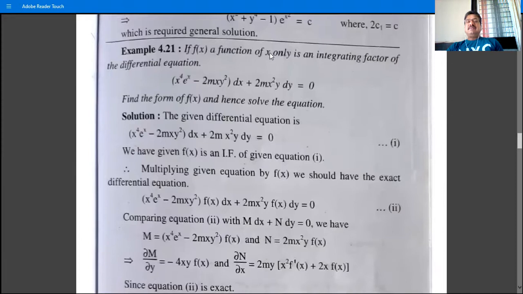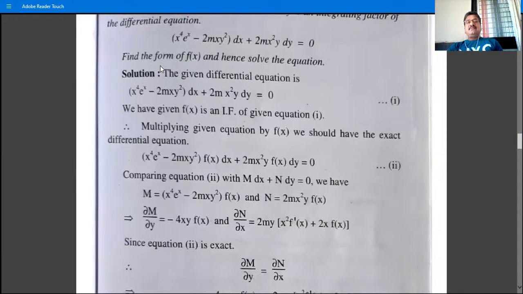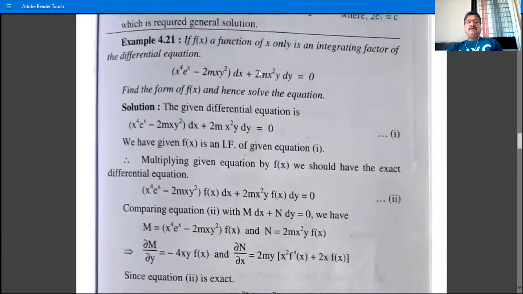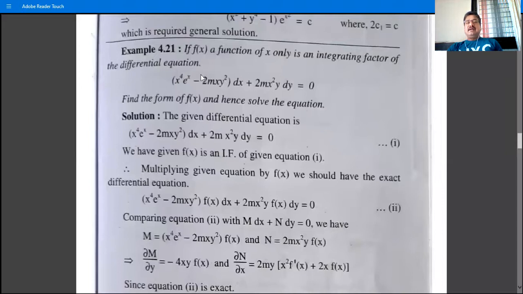If f(x), a function of x alone, is an integrating factor of the given differential equation, then find the form of f(x) and hence solve the equation. So we are given that f(x) is the integrating factor of this differential equation, and we have to find f(x) and then solve the given differential equation. The given differential equation is this.